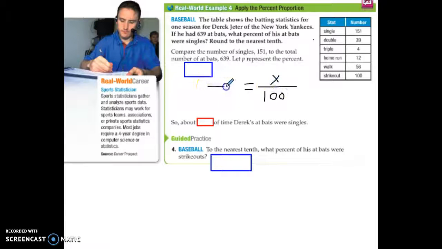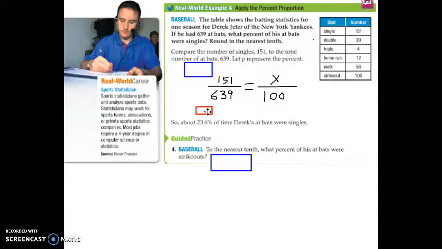So now I have to find which number is my is and my of, or my part and my whole. Well, the whole is the total number of at bats. He had a total of 639 at bats. I want to know what percent are singles. So I have to look at my chart and find the singles. It's at the very top here. 151 of his at-bats were singles. And hey, look at that, a proportion. I can cross multiply and I'll divide by 639. And that will tell me 23.6 of his at-bats were singles, which is pretty good.